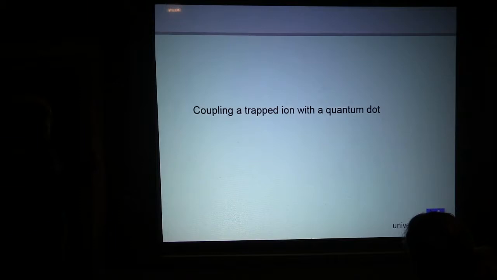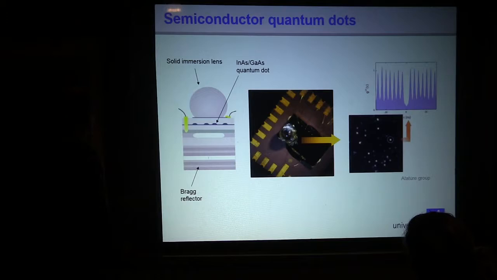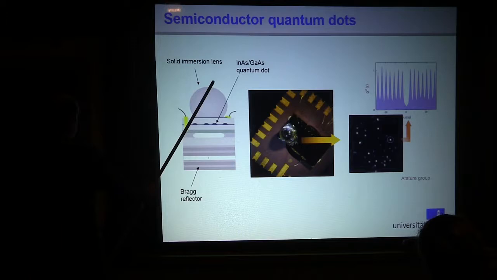So now we want to couple this to the quantum dot. So what is that? There are, of course, dozens of kinds of quantum dots that you can work with. When I say quantum dot, I mean quantum dots in indium arsenide, gallium arsenide heterostructures.